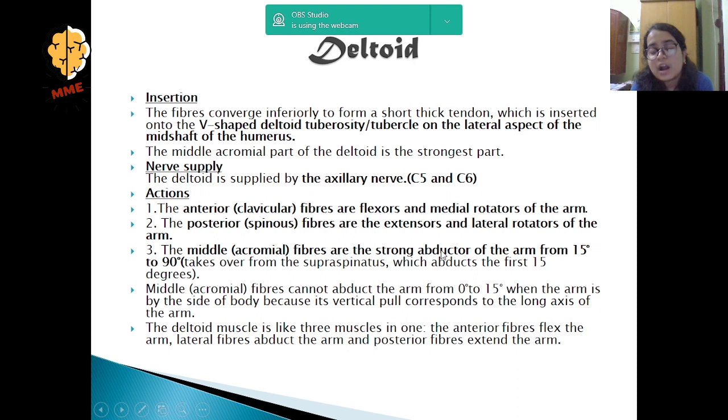All these are basically said with respect to movement at the shoulder joint. But abduction is a very important movement of the shoulder joint. You have to study about it in detail. Mechanism of abduction is often asked.